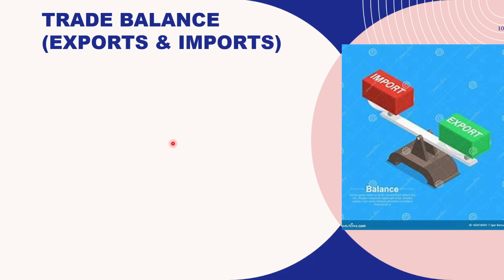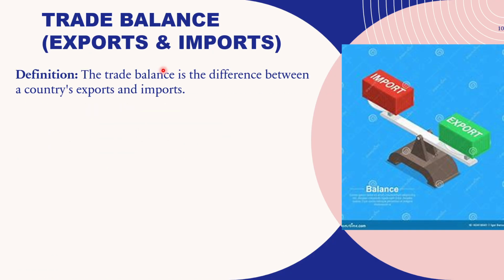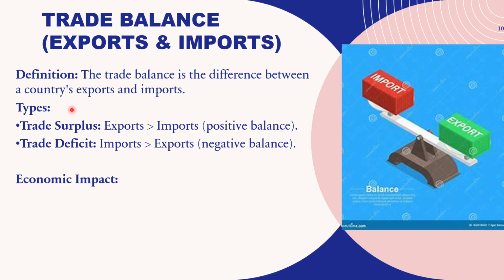Now we know about trade balance. What is trade balance? The trade balance is the difference between a country's exports and imports. Types. Trade surplus. When exports are greater than imports, meaning positive balance, that is trade surplus. Trade deficit. What is trade deficit? When imports are greater than exports, that is called trade deficit, meaning negative balance.